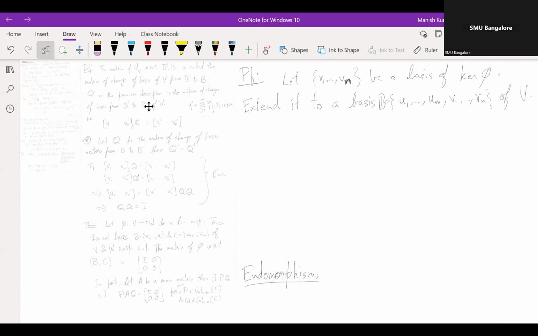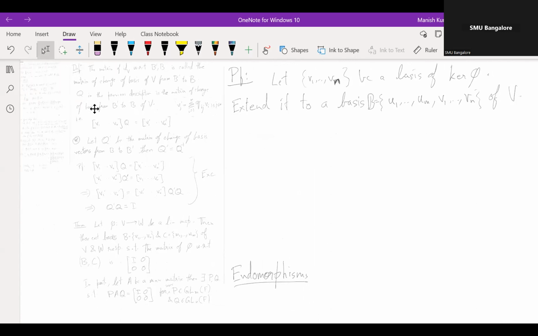So phi is this map, and I'll prove this statement. We saw that this statement implies the in-particular statement. So what do we do? We look at the kernel of phi, which is a subspace of V. We start with a basis of the kernel of phi, call it V1 to Vn.